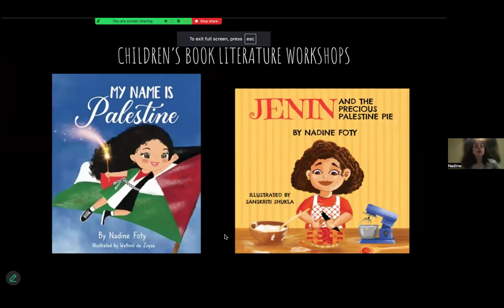I also use children's book literature in the classroom. Even with older kids, I think it can be a really powerful tool to encourage storytelling more generally and for students to feel empowered to share their stories. These are two of my children's books. My Name is Palestine is my first one, and it's about a superhero who has the map of Palestine in her eye, and she helps to free Palestine.